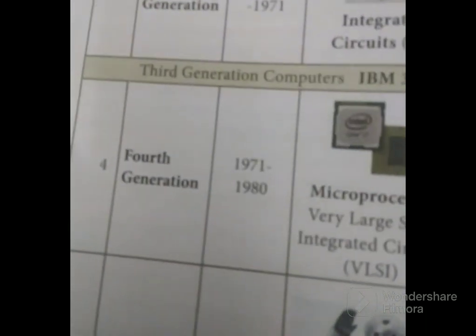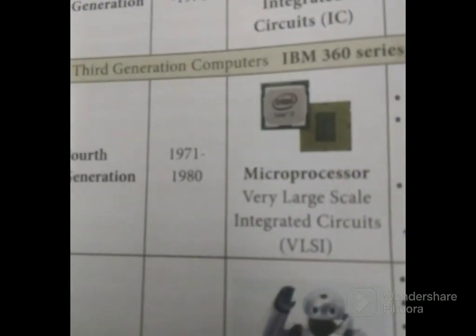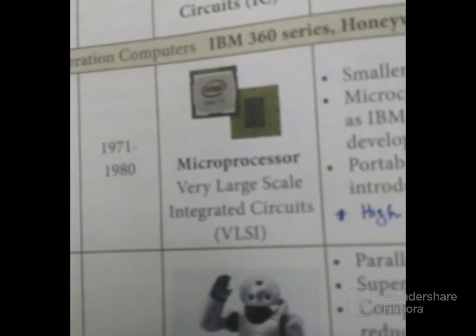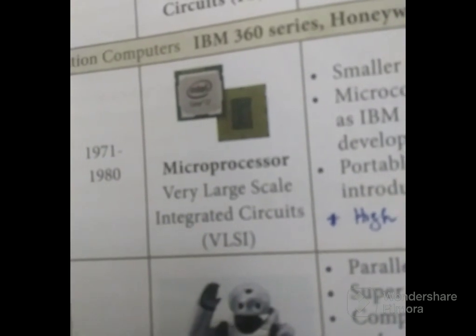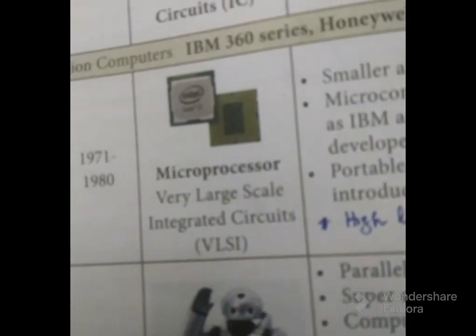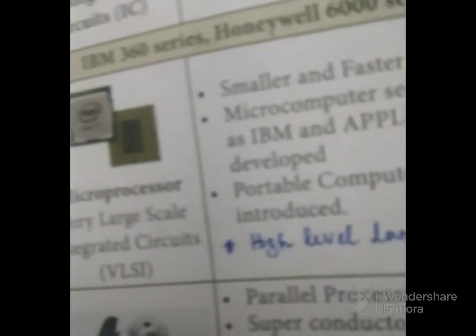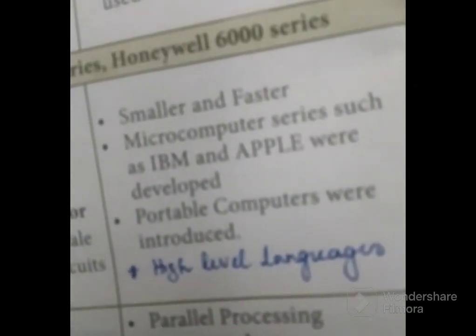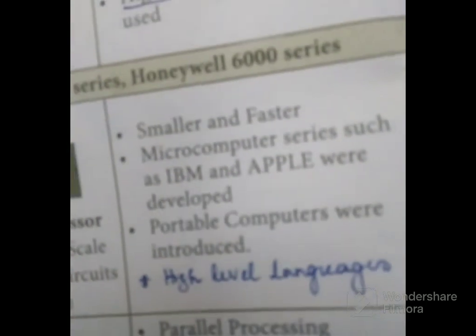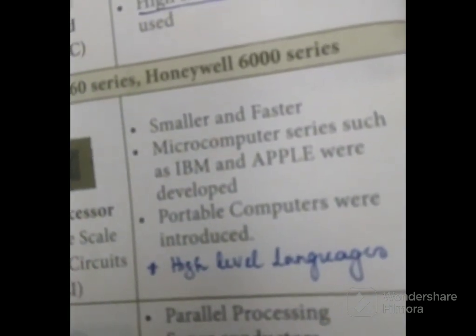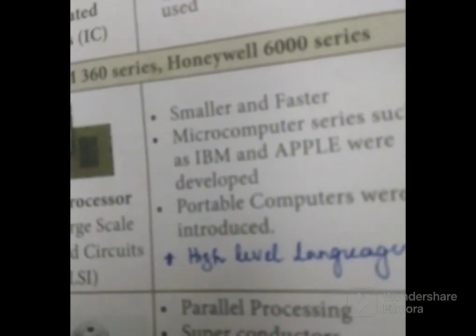And next comes the fourth generation. The period is 1971 to 1980, the microprocessor era, that is VLSI chips are used, that is very large scale integrated chips. It is much smaller, much faster. Only high level languages are used here.